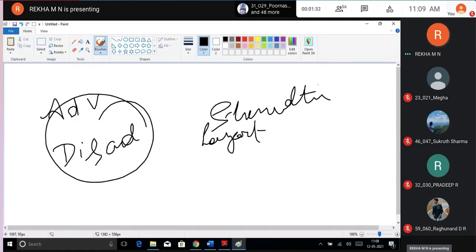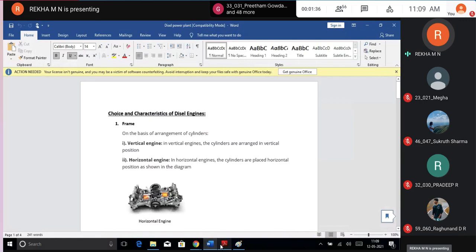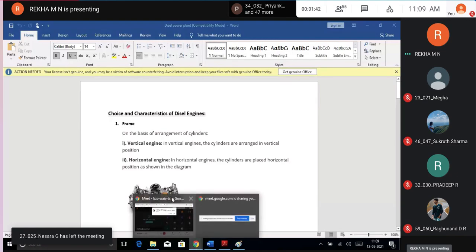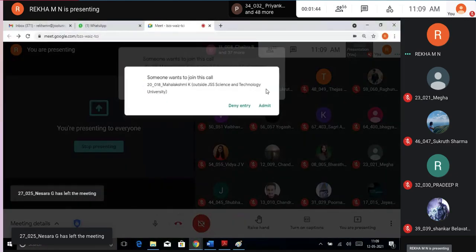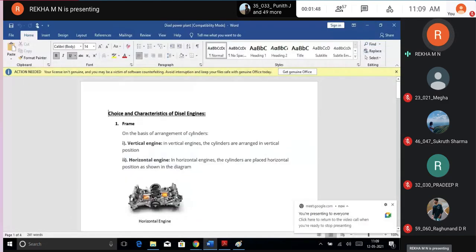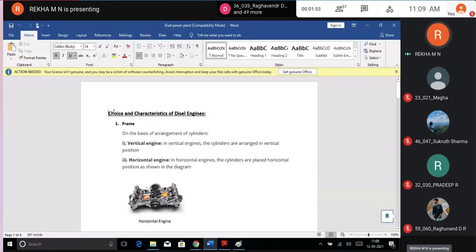Power plant. So today I will be covering and finishing the diesel power plant. Students, the next topic is the choice and characteristics of diesel power plant.